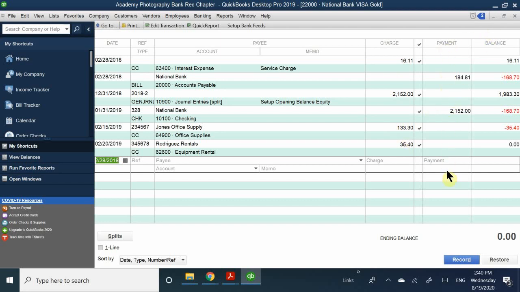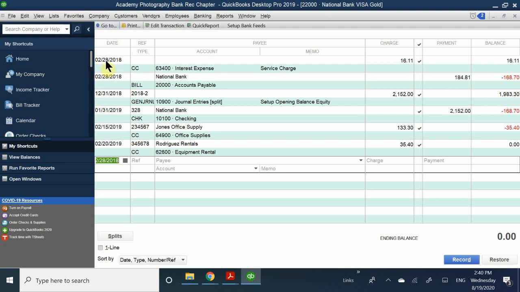Payment. Oh, wait a minute, am I looking at the wrong one? What was our balance supposed to be? Oh, okay. I see this. Yeah, 184.81. Okay, I see here. That's why. Look, if you notice, all these transactions are out of order. They're not even in order.